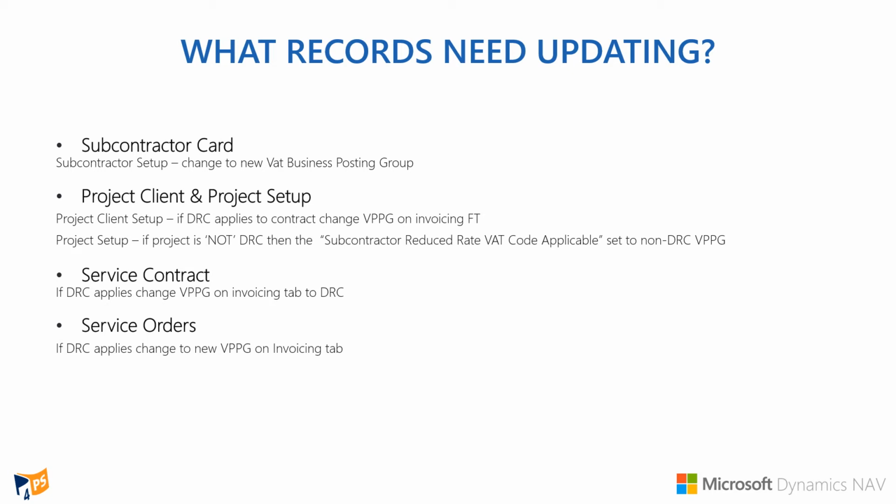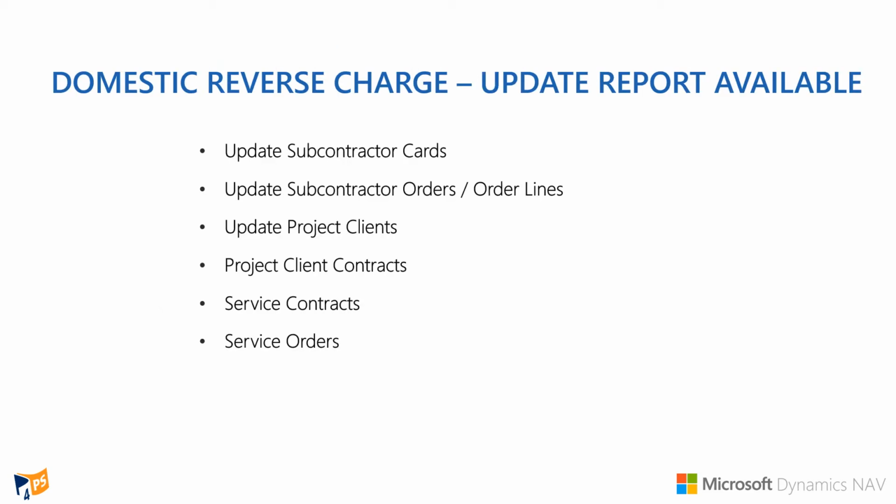If DRC applies, then the VAT product posting group must be changed to the new DRC code. And finally, service orders. If DRC does apply, then you'll need to change the VAT product posting group to the new DRC code. So this can be quite a big job to update all the records manually.